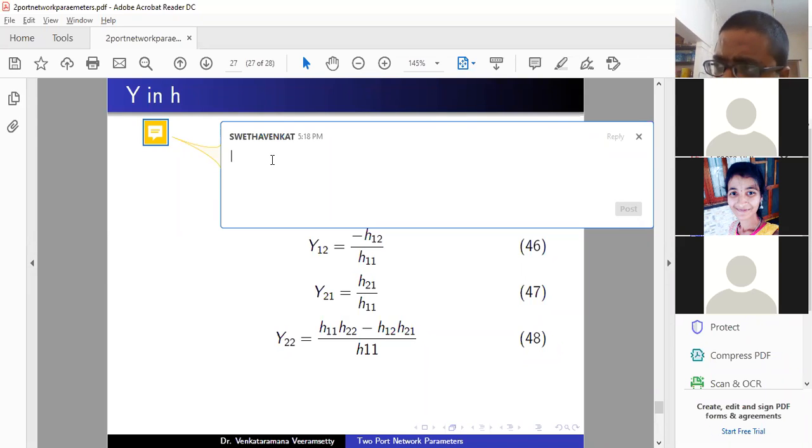I want to calculate the Z parameter equation. So we have to note down the Z parameter equation. Write the Z parameter equation. Right, good. V1 equal to Z11 into I1 plus Z12 into I2. V2 equal to Z21 multiplied by I1 plus Z22 multiplied by I2.